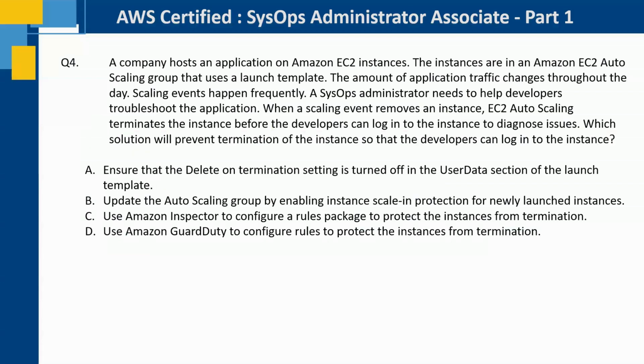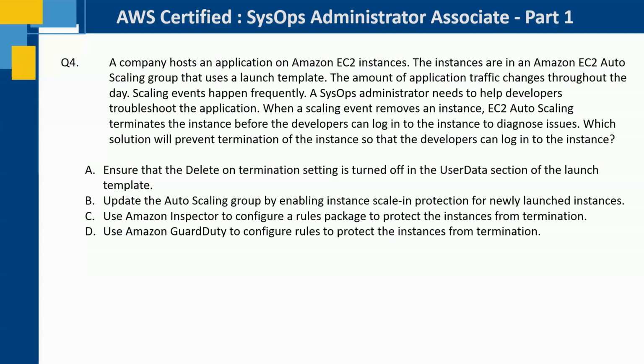Next question. A company hosts an application on Amazon EC2 instances. The instances are in an Amazon EC2 Auto Scaling group that uses a launch template. The amount of application traffic changes throughout the day. Scaling events happen frequently. A SysOps administrator needs to help developers troubleshoot the application. When a scaling event removes an instance, EC2 Auto Scaling terminates the instance before the developer can log into the instance to diagnose issues. Which solution will prevent termination of the instance so that the developers can log into the instance?